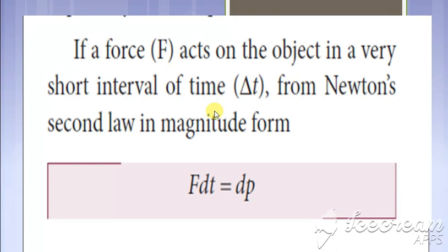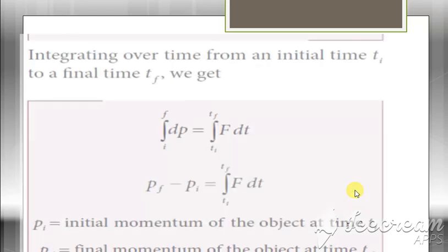Next, we have F to be the force and the time taken to be del t. We can write it as F into del t is equal to dp, because from Newton's second law, F is equal to dp by dt. Is it not? So this dt we are going to bring to the other side. So this becomes F into dt is equal to dp. Now we are going to take the limits for t as well as p, because we are going to apply the integral on both sides.